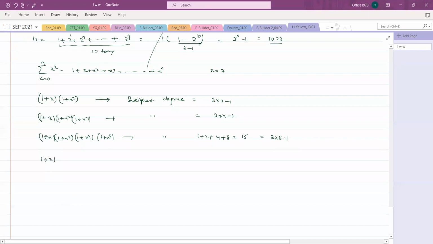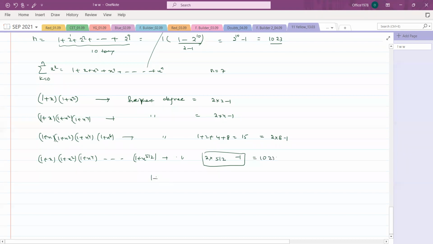So like that 1 plus x square. But each and every term's degree should be in GP, up to 1 plus x to the power 512. Your highest degree will be 1 plus 2 plus ... up to 512. So in short I wrote it like this, which is 1023.